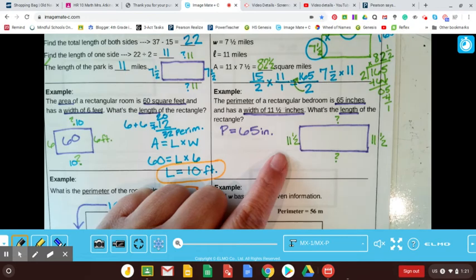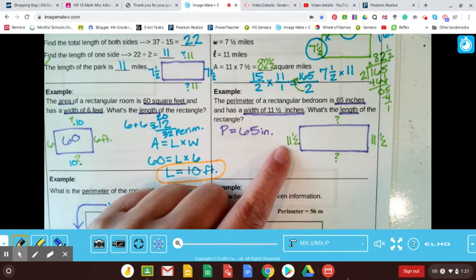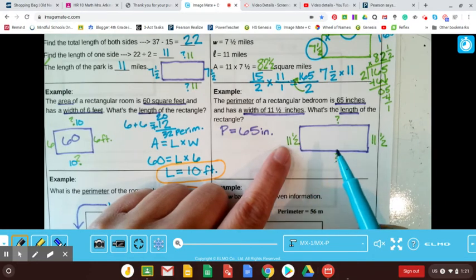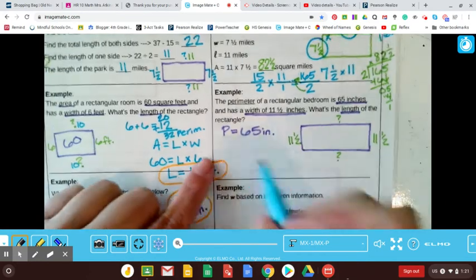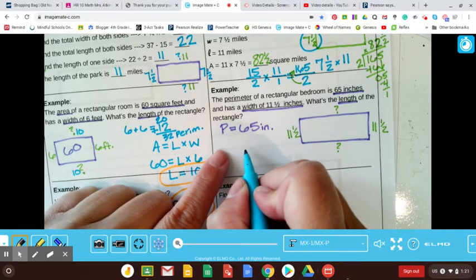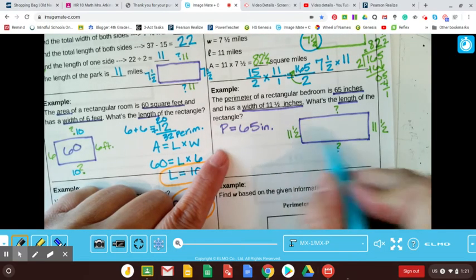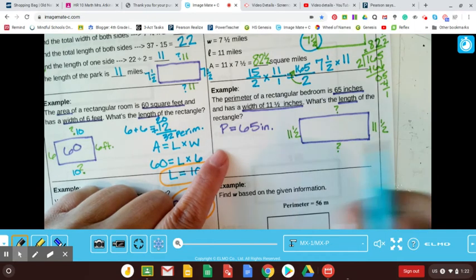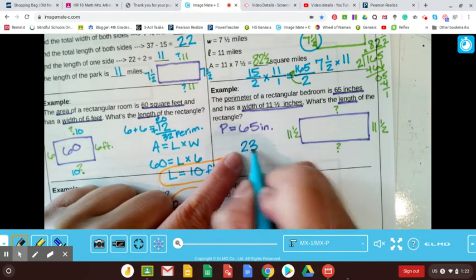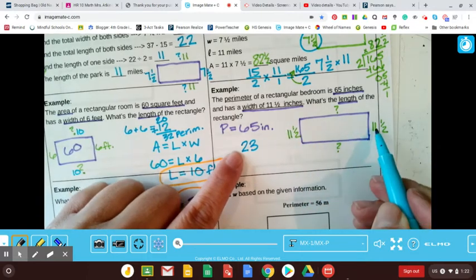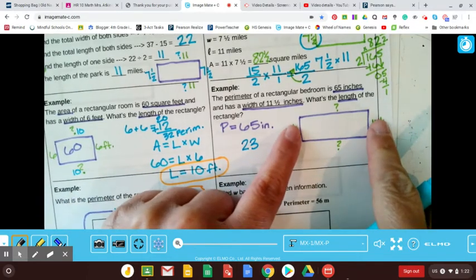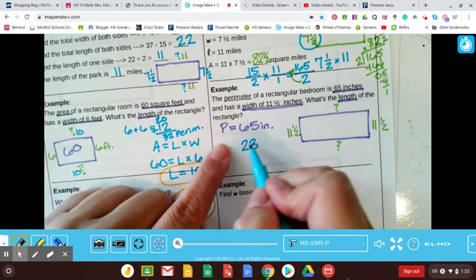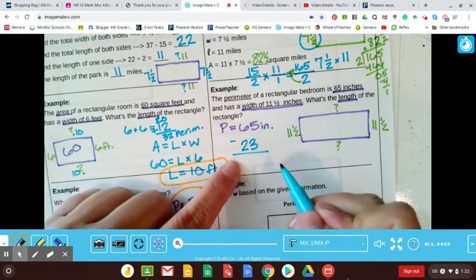Well, if I add up my two widths, 11 and a half plus 11 and a half, right, what do I get? Well, 11 plus 11 would be 22, and a half plus a half is 1. So I would have 23 if I added this up, right? Now, if I know that this is 23, how am I going to find out what this is? Well, let's subtract. Let's subtract 23 from 65.